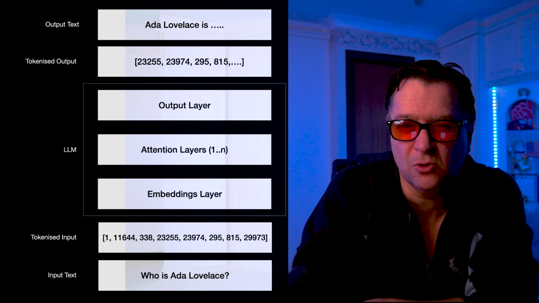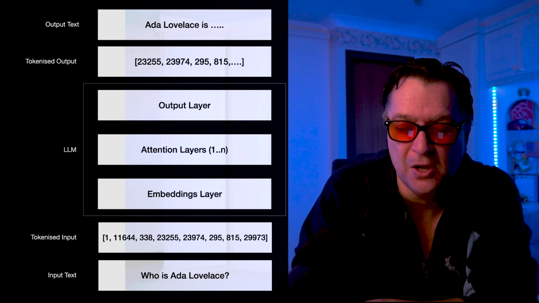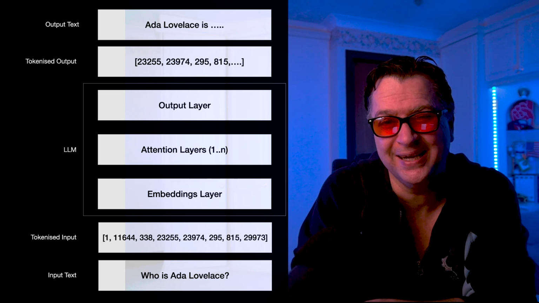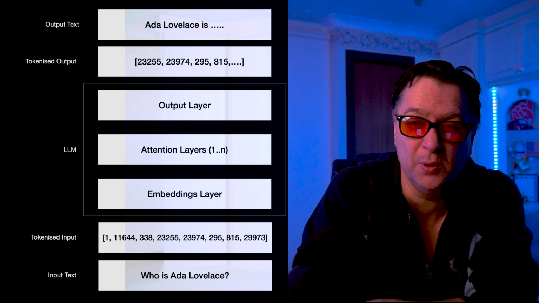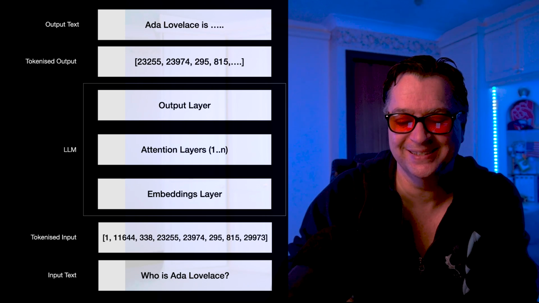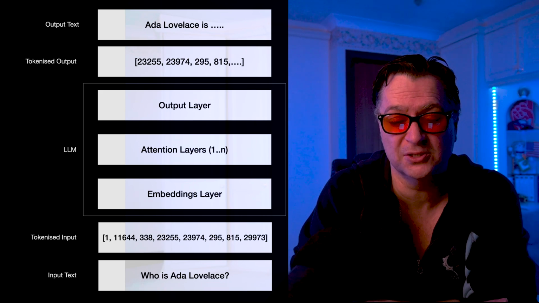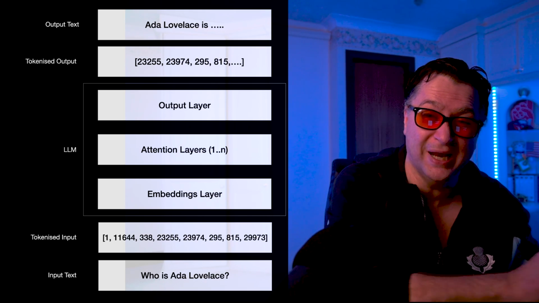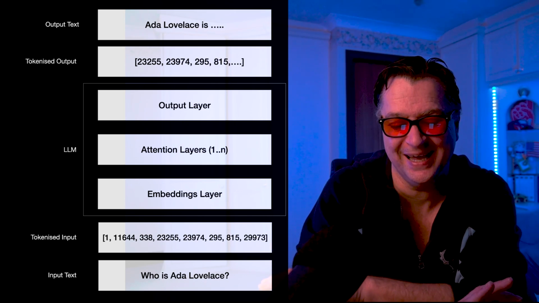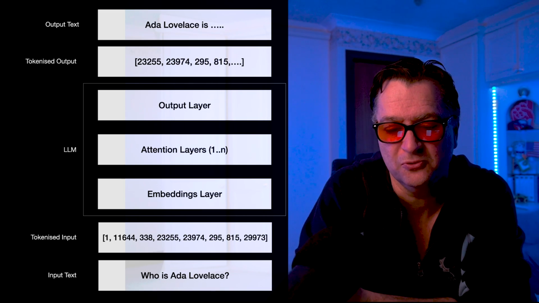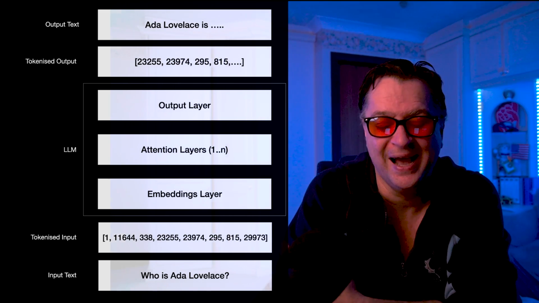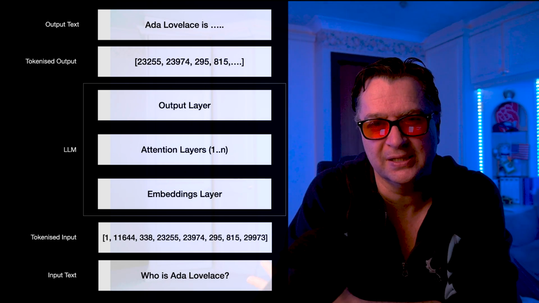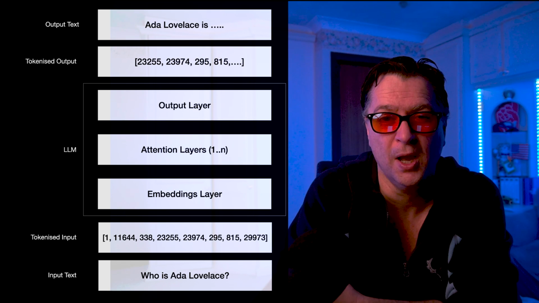So to be able to ask the question of who Ada Lovelace is, we actually need to take that question and tokenize it, i.e. convert it to a number form first. Then we pass those numbers into this embeddings layer in the LLM, which we'll come back to in a second. Once the LLM has processed this, it returns its output as tokens, and you can see that in the tokenized output layer. So 23255 is the token for Ada, and then we run it back through the tokenizer again, and that outputs the "Ada Lovelace is" parts, translated from its tokenized form back to English.